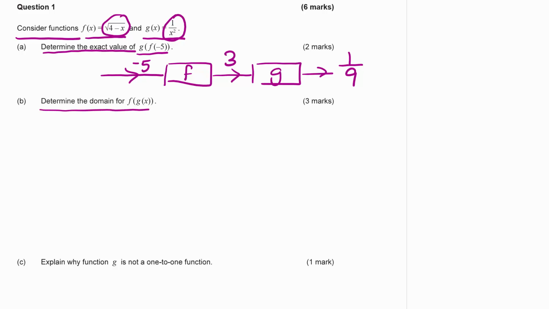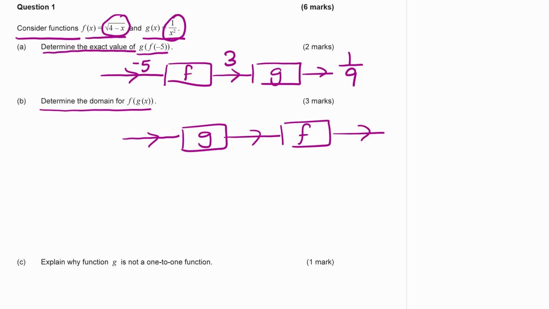We now want the domain for f of g of x. F of g of x means that g is done first, followed by f. When we look at f, we know that the values of x that go in here are going to need to be less than or equal to 4. So we need x is less than or equal to 4 here, because if it was more than 4, we'd have a negative under the square root.